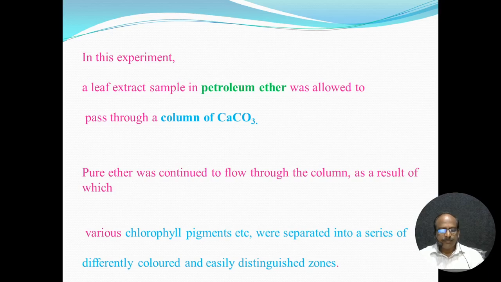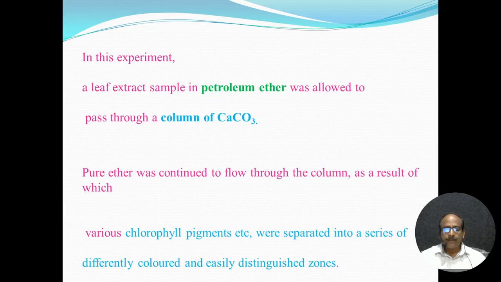As a result of the continued flow through the column, the various chlorophyll pigments, which are very tiny particles, were separated in a series of differently colored and easily distinguished zones. Easily distinguished means that even a slight differentiation in color is automatically distinguished as zones. This experiment was done by Svet, the botanist.